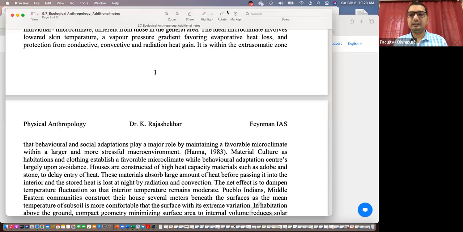How is this understanding useful? You can talk about building houses, planning things as per the climate change that is happening today for better preparedness, and also performing well in sports. So these are some significant components that you need to write with respect to the ecological anthropology part.